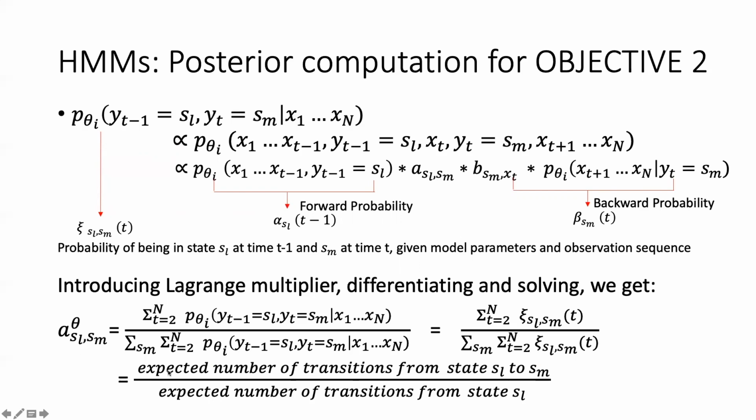The solution is similar to the solution we arrived at during the supervised approach, where we have the number of transitions from state SL to SM. Since in unsupervised learning we don't have access to the label data, what we did here is to estimate and approximate it using the soft labels. That's the difference from supervised to unsupervised approach.